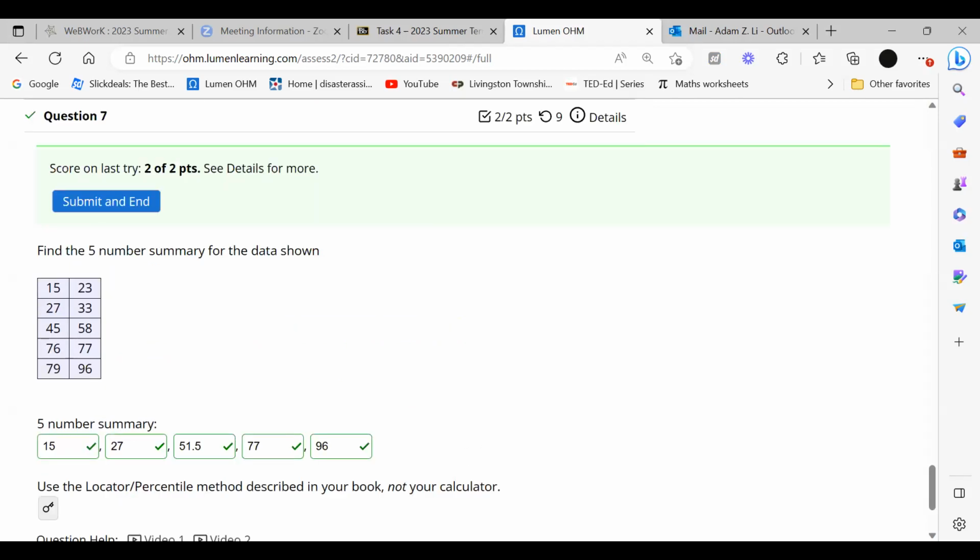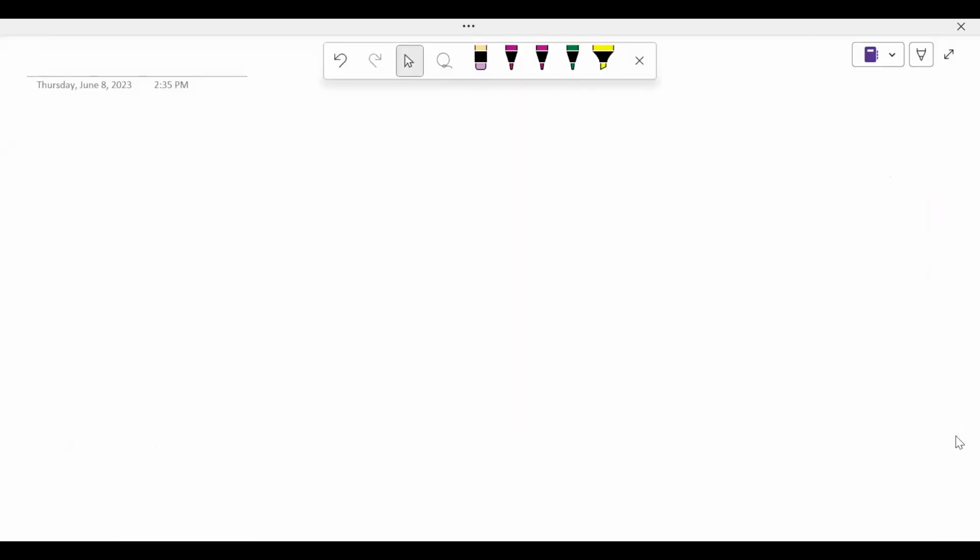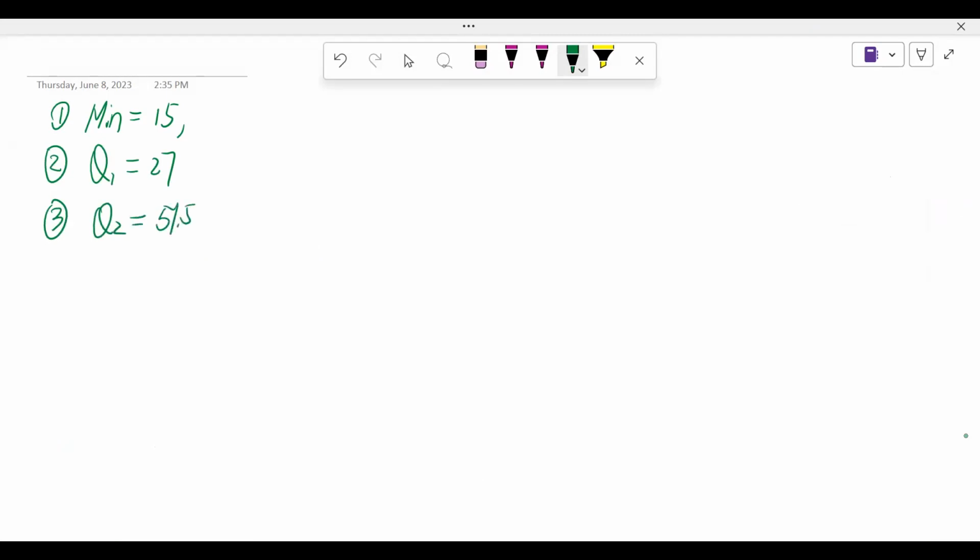So now I'm going to show you how to construct a box plot based on those 5 numbers, step by step. So I'm going to put it here. So remember we have a 5 number summary right now. So first one, minimum is 15, right? Second one, Q1 is 27. Third one, median, quartile 2 is 51. Fourth one, quartile 3, 77. Fifth one, maximum.